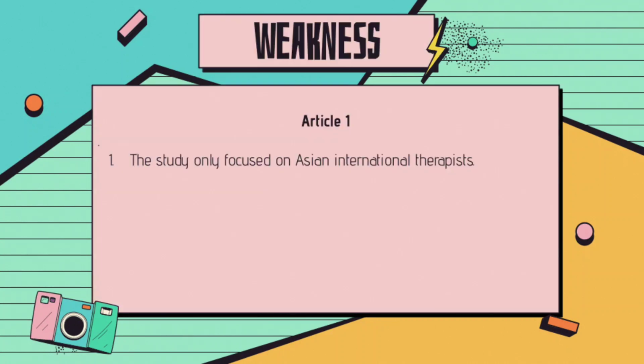Although Article 1 has shown plenty of strengths, however, the research paper only focused on Asian international therapists working with American clients. So in the future recommendation section, the article itself suggests for future studies to include the experience from different ethnic of international therapists other than Asian ones.